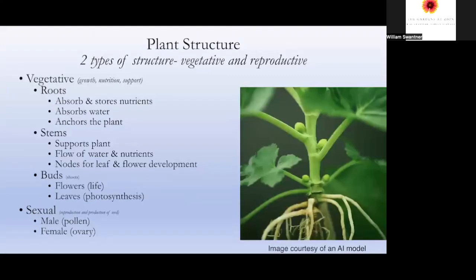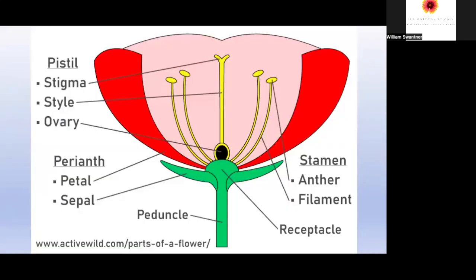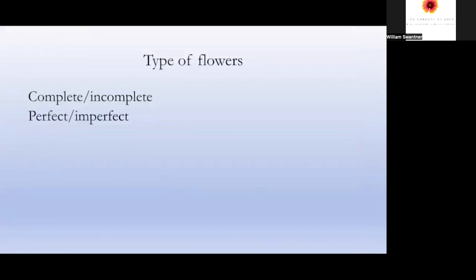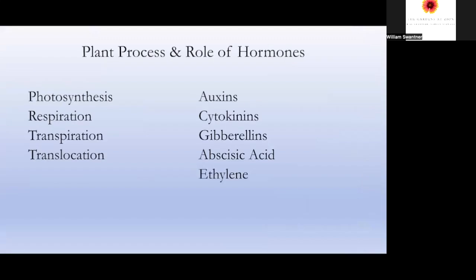We spoke about plant structure, where you have roots, which is the vegetative part of the plant, the stem, and the buds, flowers, and fruit. And then we looked at the reproductive part of the plant in the second video with the male pollen, the female ovule. We looked at the various parts of the plant and how the plant is pollinated. We talked about complete and incomplete, perfect and imperfect. And now we're on plant process and the role of hormones.